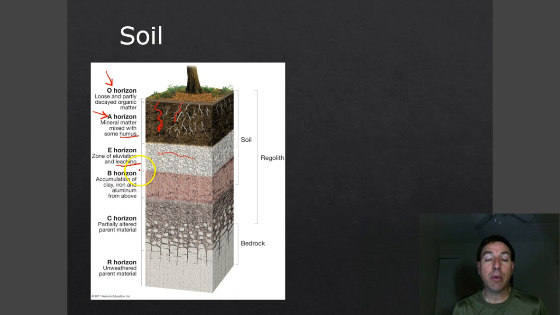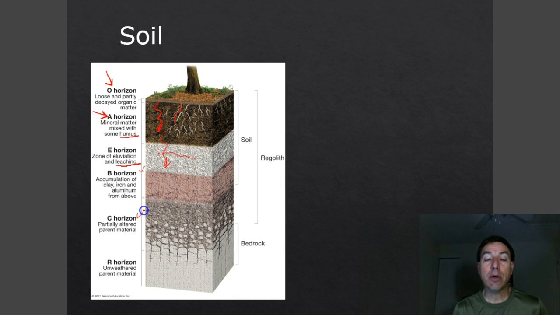After that, we get the B horizon. B horizon usually is heavier materials like iron. It has usually a clay layer, sometimes aluminum, that all come down as well from above, but they're usually the heavier parts that get leached down to this part.